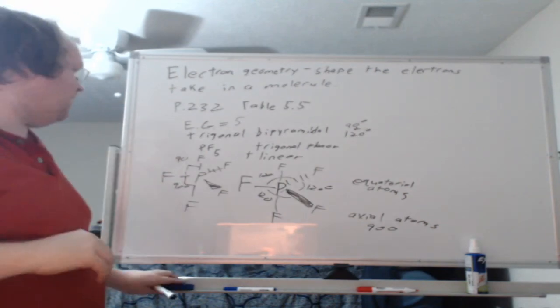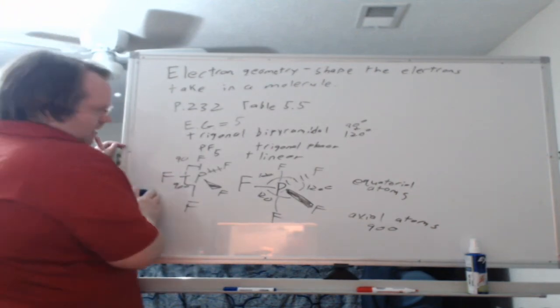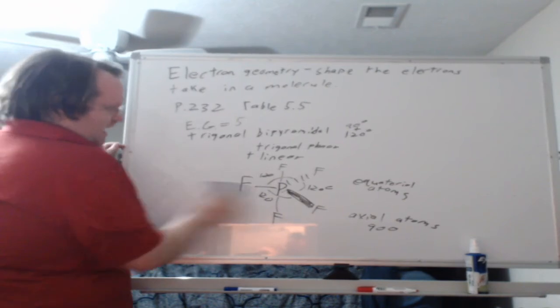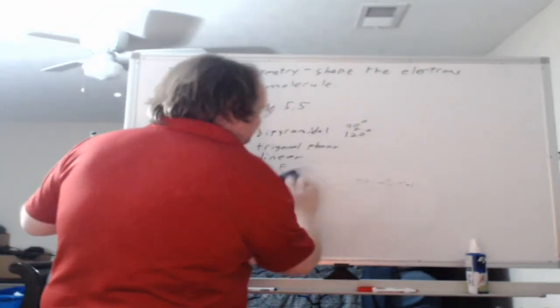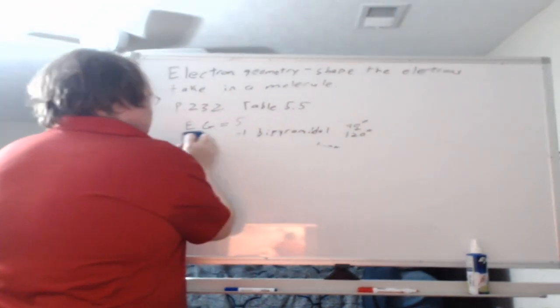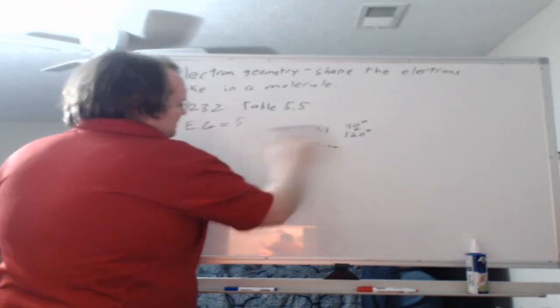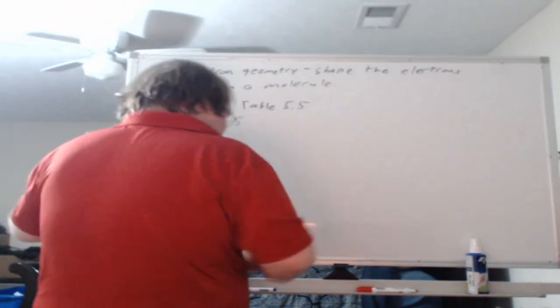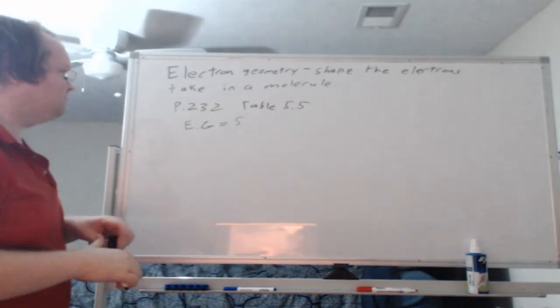So that gets us through 5. So let's look at one more shape. I've only got 1 more to do. And depending on when you're watching this, I will mention there are some shapes we won't cover. You could look at 7 electron groups for some systems. We're not going to deal with any of those. We're not going to worry about it.